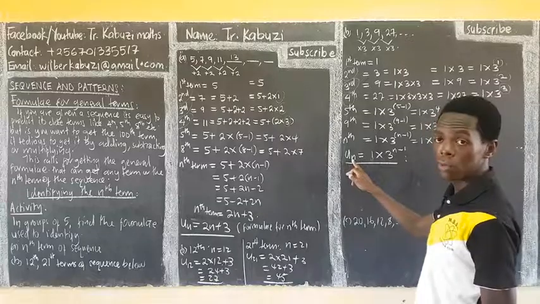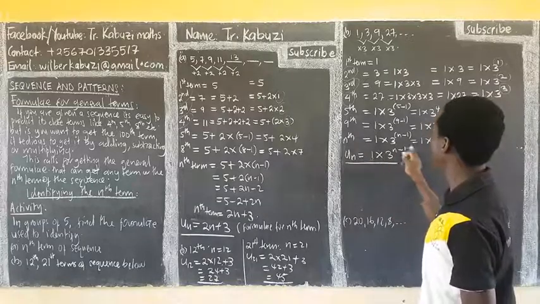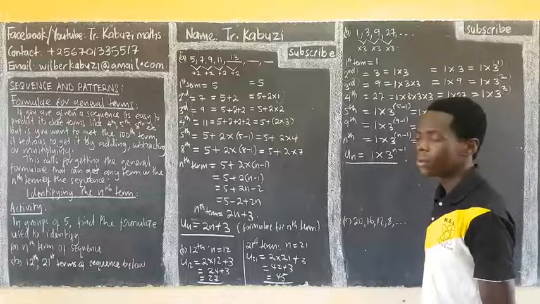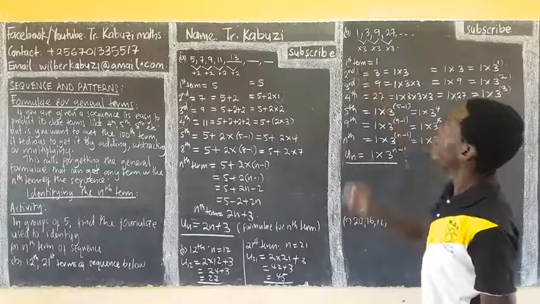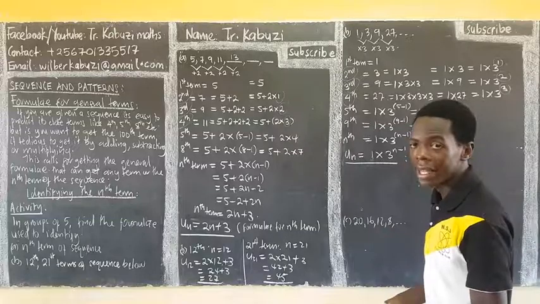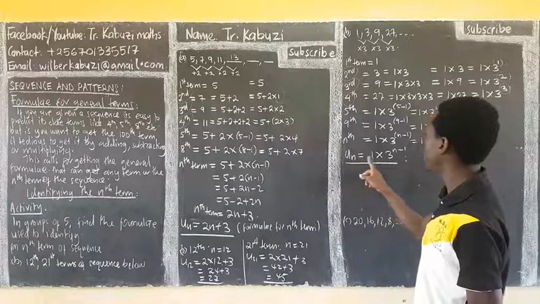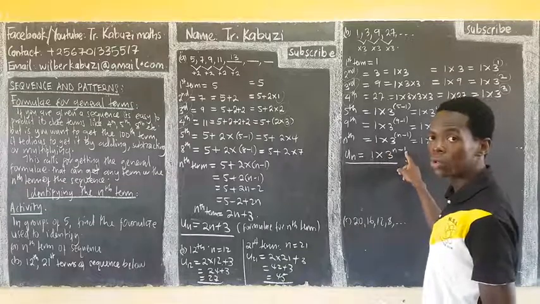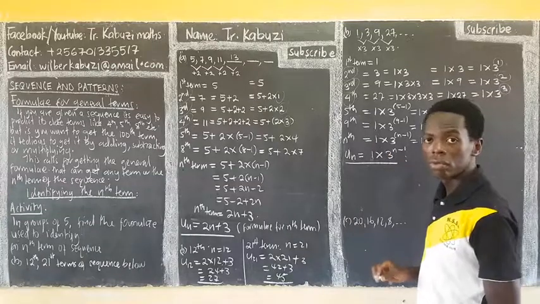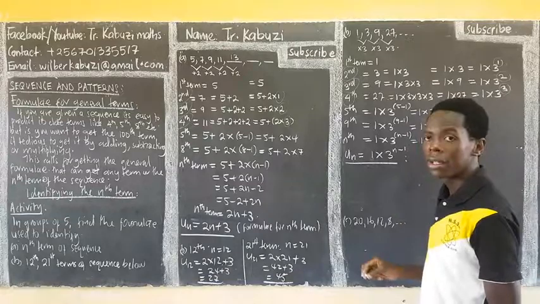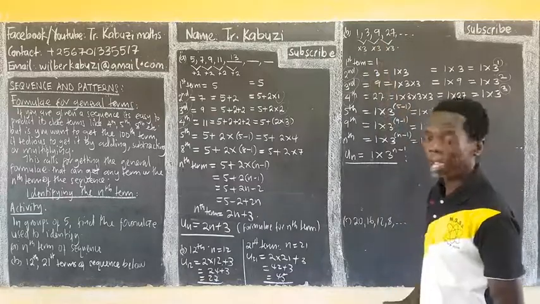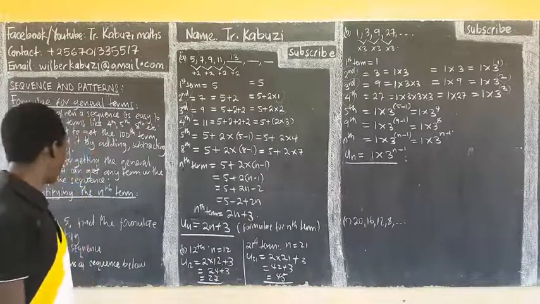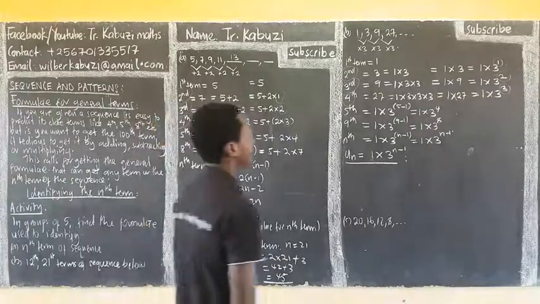When n is 2, that's the second term, we have 2 minus 1, which will be 1. So 1 times 3, we have 3. When n is 3, the third term, where there is n we have 3 minus 1, 2. 3 power 2, 9. 9 times 1, 9. Okay? So that's how we generate that. Anyway, they want us to get the 12th term.